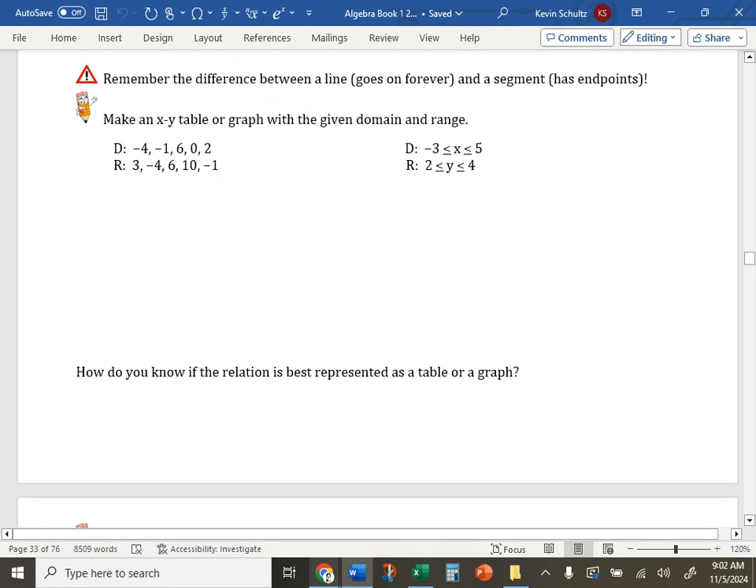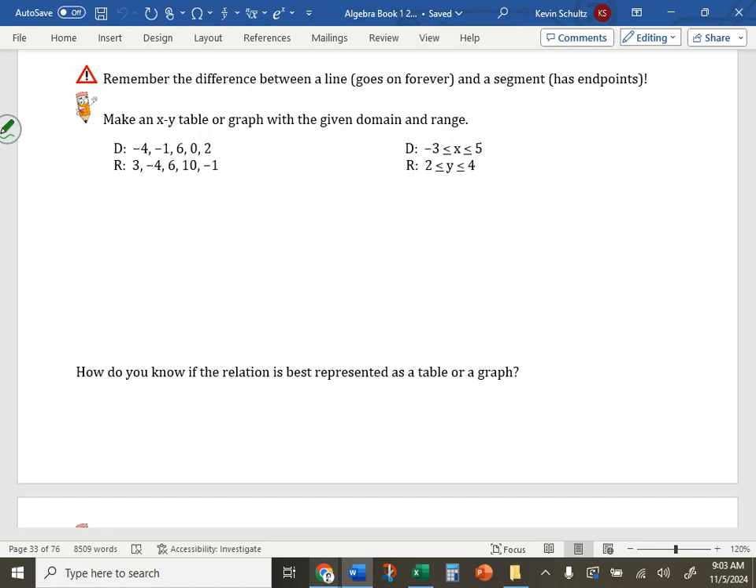So, the other part of this is that if I give you the domain and range, you need to be able to tell me what type of relation it is, and then represent it. Okay? So for the first one, it says make an XY table or graph with a given domain and range. The first one, D: -4, -1, 6, 0, 2. R: 3, -4, 6, 10, and -1. What type of relation is that?